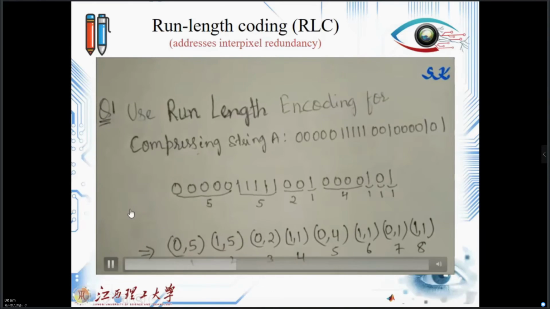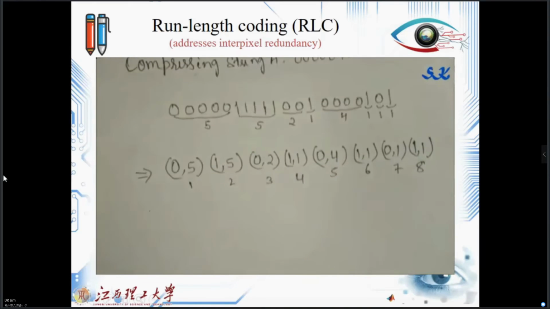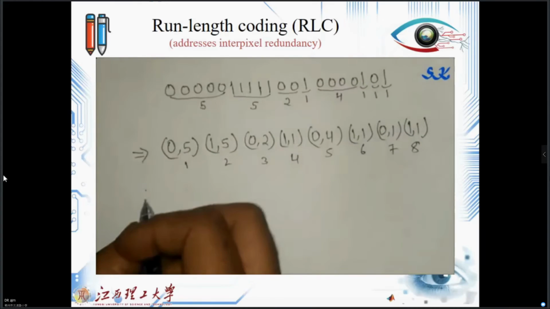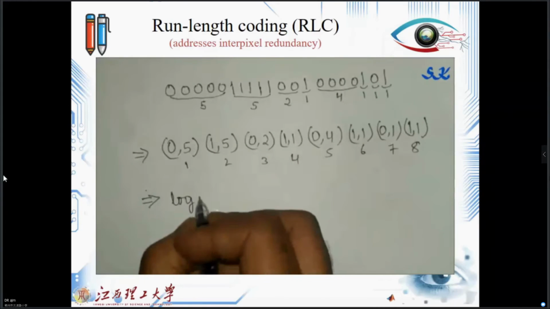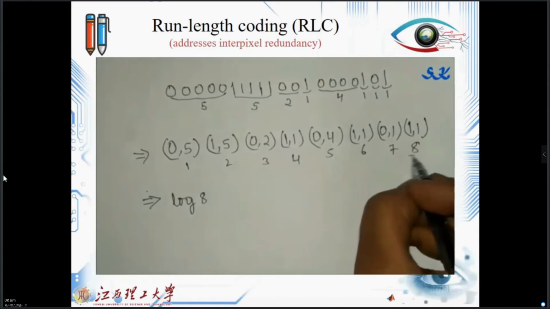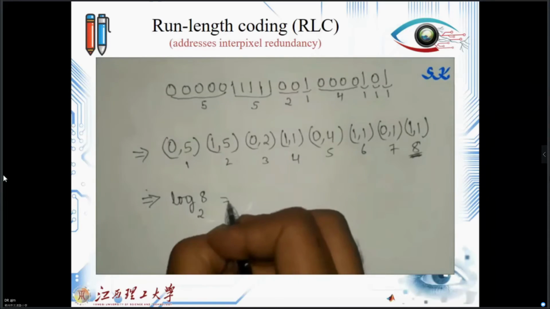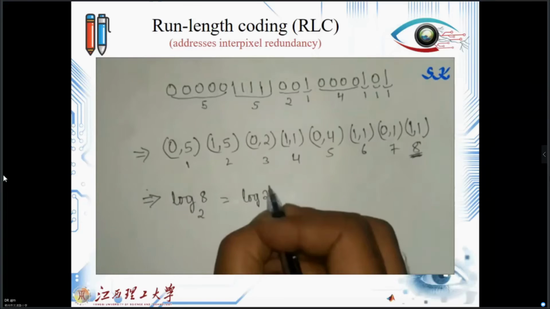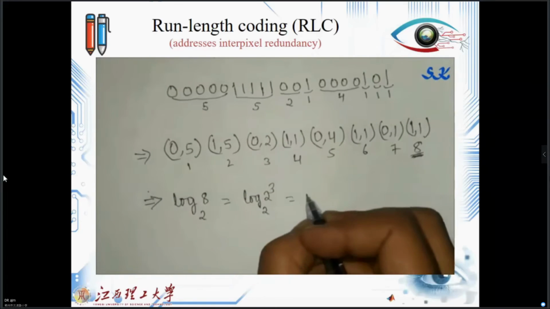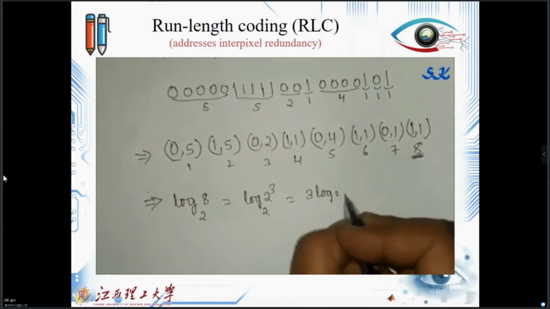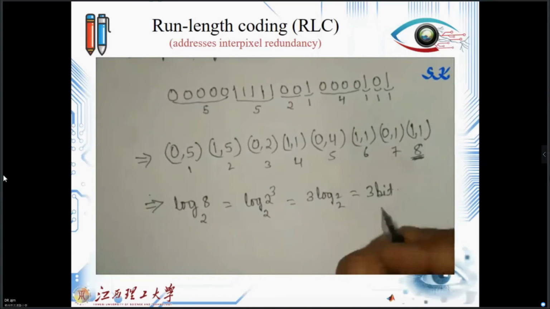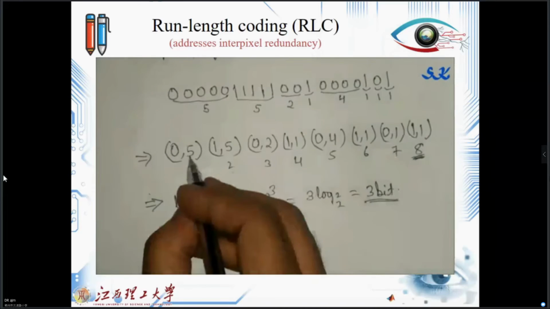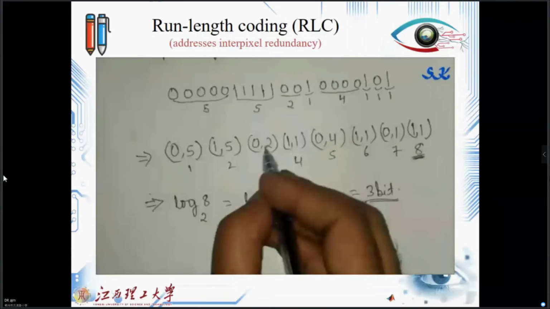The third step for this calculation is that after sorting and counting, we should calculate the formula of log 8. Because we have 8 sequences, we should calculate log 8 by base 2. As you know, log 8 can be 2 raised to the power 3. It can be log 2 to the power 3, which gives 3. Then we have 3 bits for all that, so you can compress them.